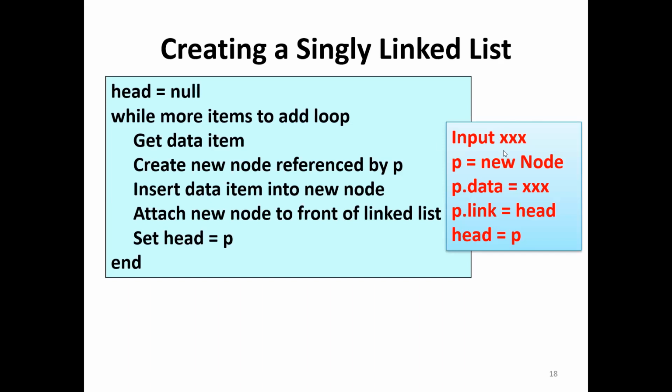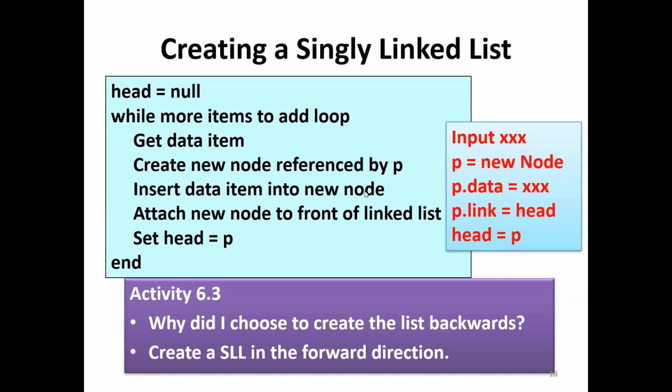So for instance, if you have input data X, S, X, we can create a new node, then get the data into p.data, then we set the link to be the head, and we finally assign the head to P. There's an activity which says, why did you choose to create the list backward? Can you create the list in the forward direction?